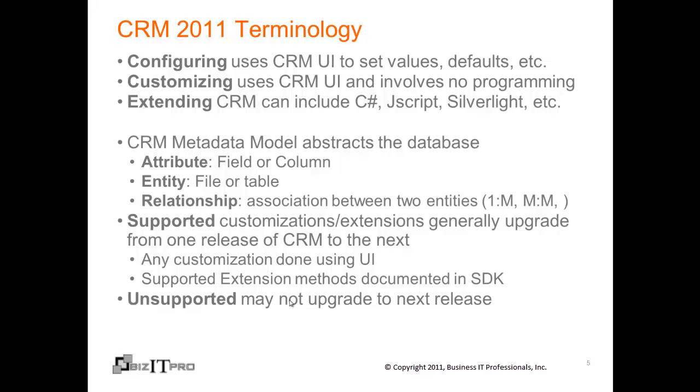In CRM, a field or a column is referred to as an attribute. The word entity is used to refer to a file or table. Relationship is the association between two entities in a one-to-many or many-to-many type of configuration.